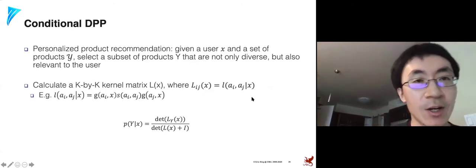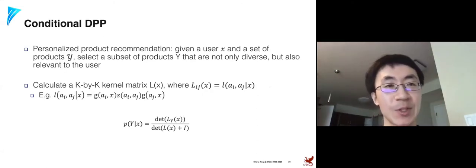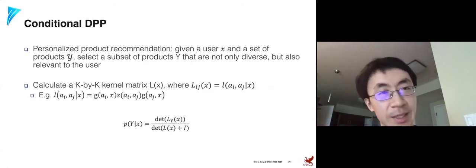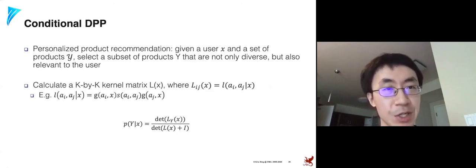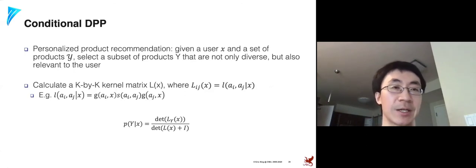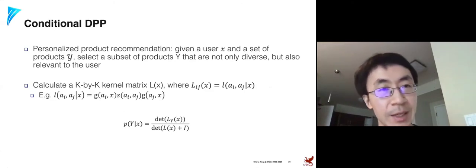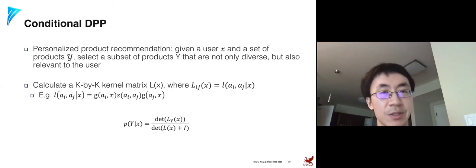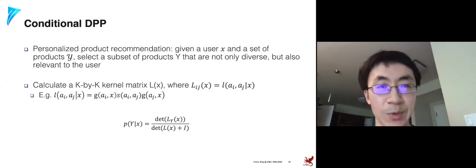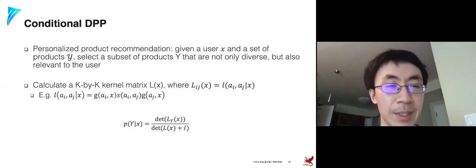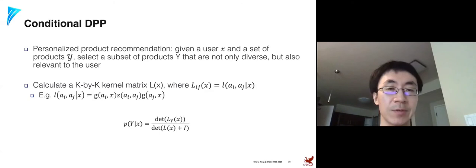So far, we talked about DPP, where given a universal set, we select a subset. And the selection totally depends on the relationship between the items in this universal set. Specifically, we want to select diverse items. But in many other applications, the selection of a subset not only depends on the relationships between the items in the universal set, but also depends on the relationship between items and some external information.